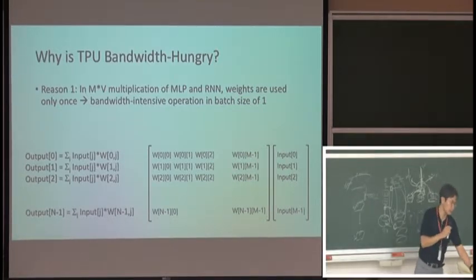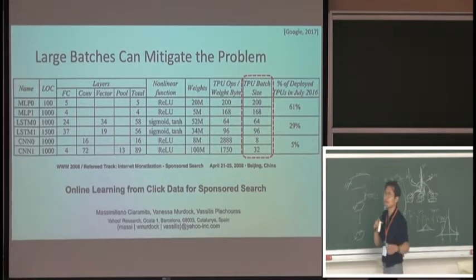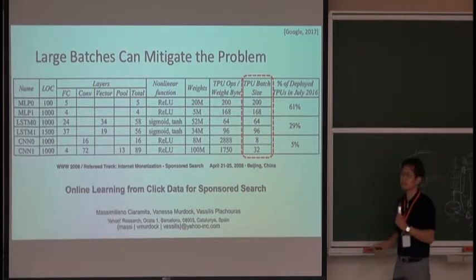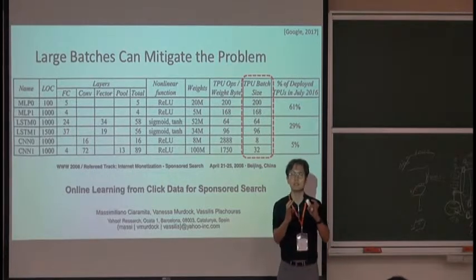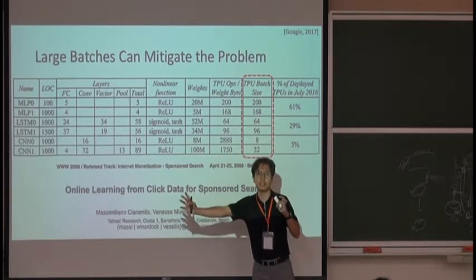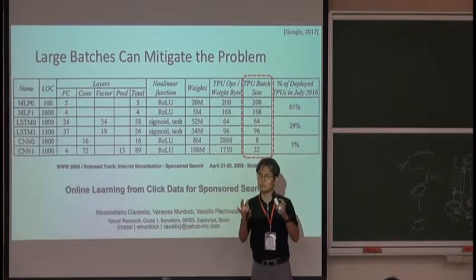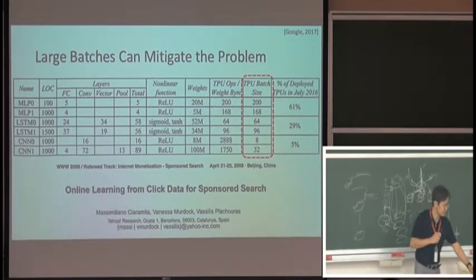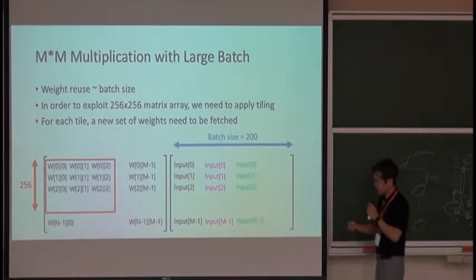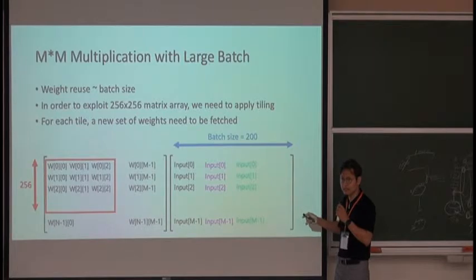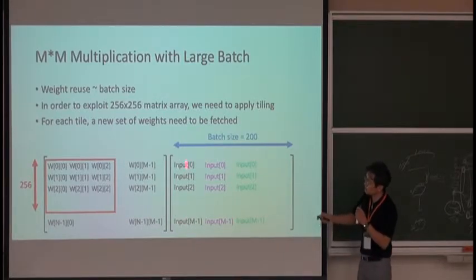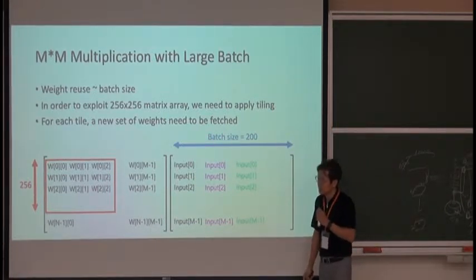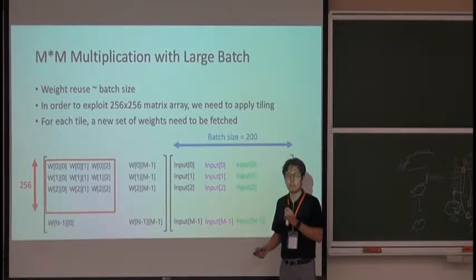However, we can mitigate, or improve, the situation. How? By introducing a large batch. They actually also use a large batch. Large batch means they have the same matrix, but they have multiple columns of input data. So now matrix-vector multiplication becomes matrix-matrix multiplication, right? Like this. Now we have matrix multiplication because we have multiple columns. So the number of columns is the batch size. They use 200. But the problem still remains.